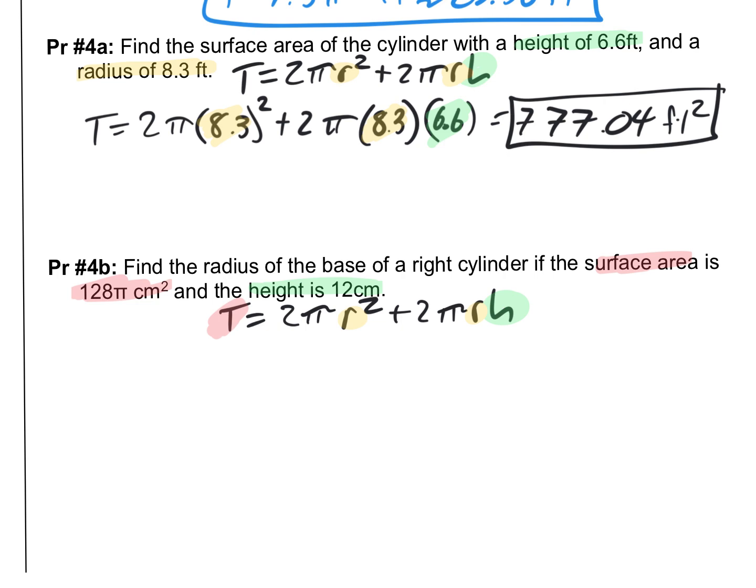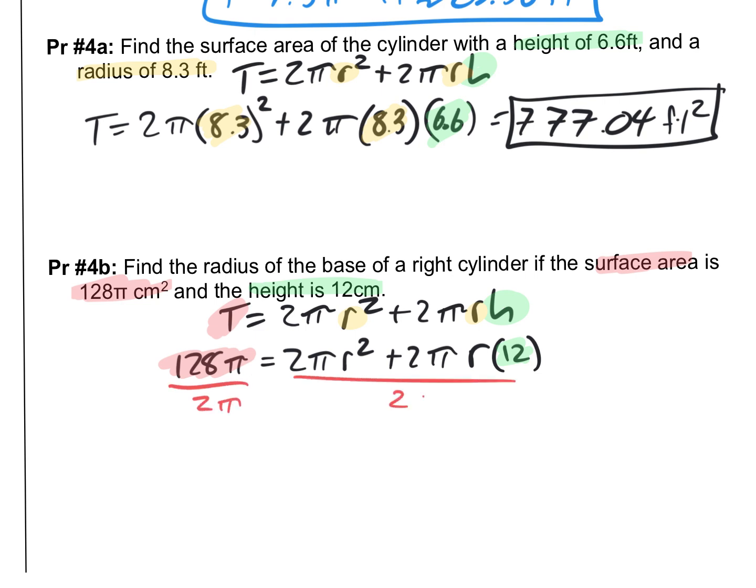So let's plug in what we know. We know that this is 128 pi. 2 pi r squared plus 2 pi r times a height of 12. And I just want to highlight that so you see where everything's coming from. Well, we need to solve for r. What I would do first is I notice a pi here, a pi here, a pi here. I notice a 2 here, a 2 here, and this is an even number. So what I would actually do, just to make my life easier, is I would just divide everything by 2 pi. I think it might make the problem a lot simpler to deal with.